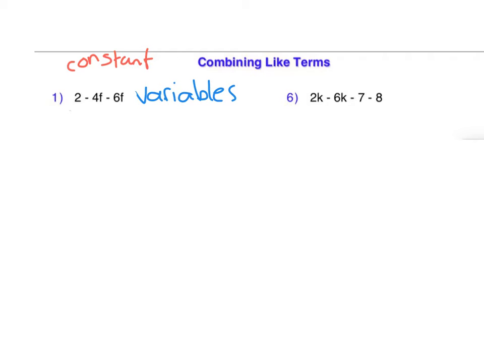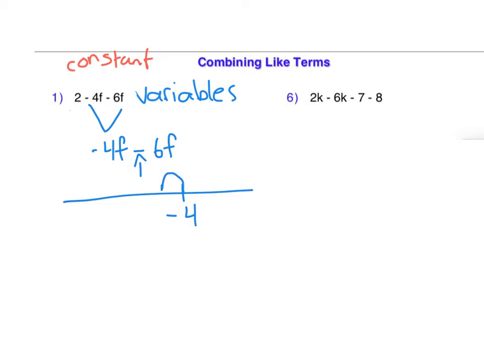Okay. So if I have a negative, let me write this. I have a negative 4f, and then I have a negative 6f. I'm remembering on my number line, if I have a negative 4 minus 6, I've got to go back 6 more. So negative 4, negative 5, negative 6, negative 7, negative 8, negative 9, negative 10. Okay, so my new number is negative 10f. So in my answer, I have negative 10f.